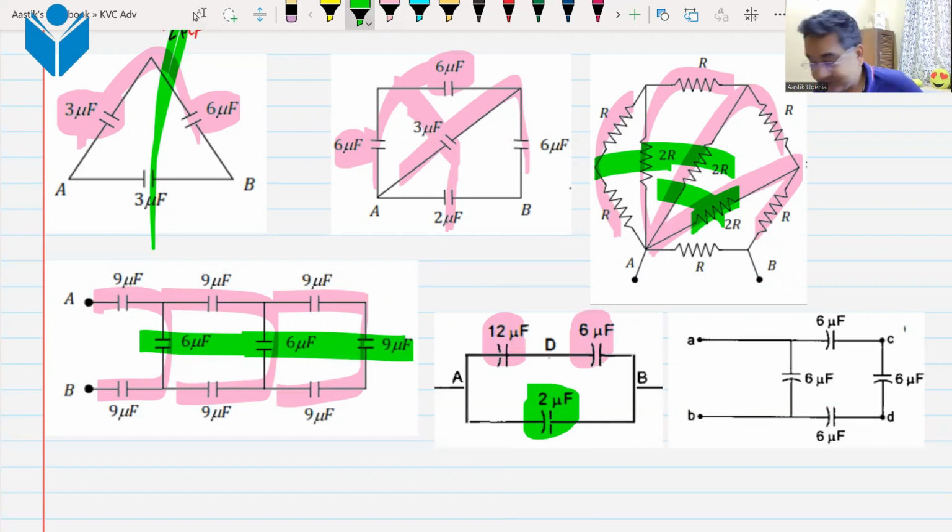What about the next one? What is the equivalent capacitance of this diagram? 9 microfarad, sir. It is very simple because these three are in series. So 6 in series becomes 3. 6 in series becomes 2. And 2 and 6 are in parallel. 2 and 6 in parallel will give you 12 divided by 8, 4 by 3, I think. 4 by 3 would be the answer.